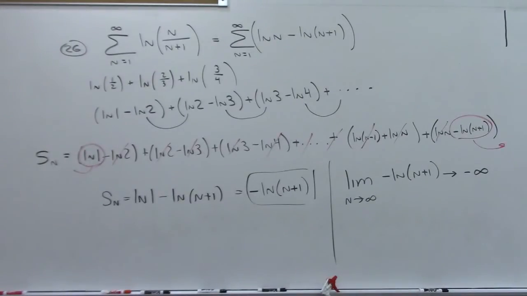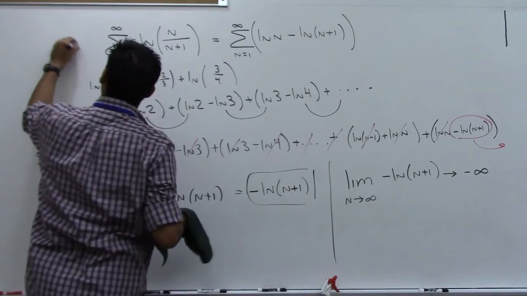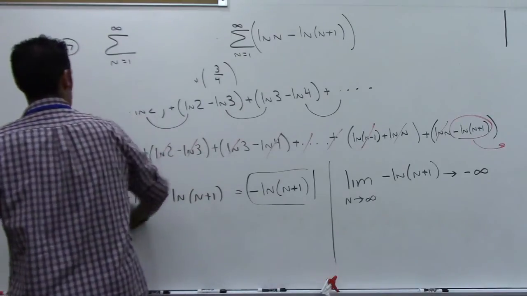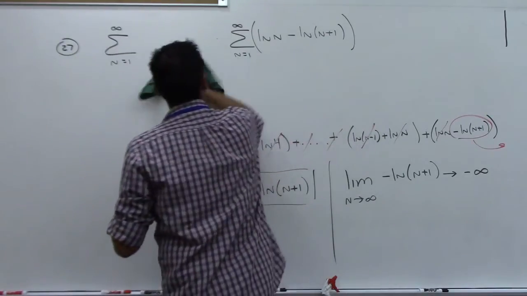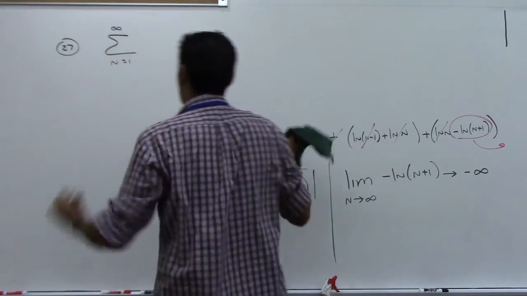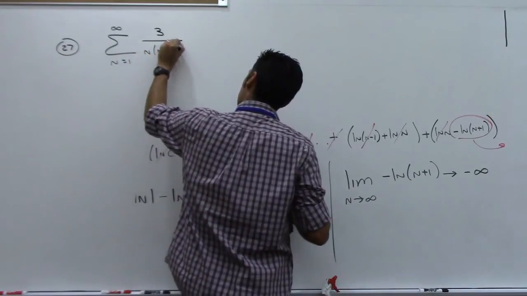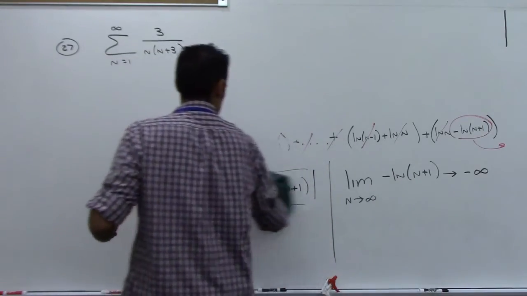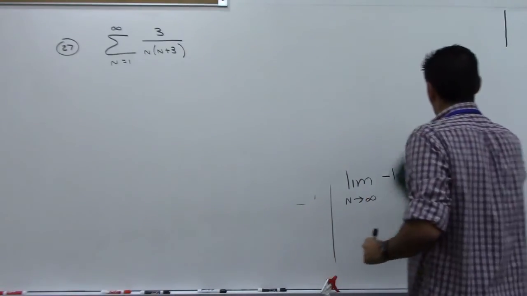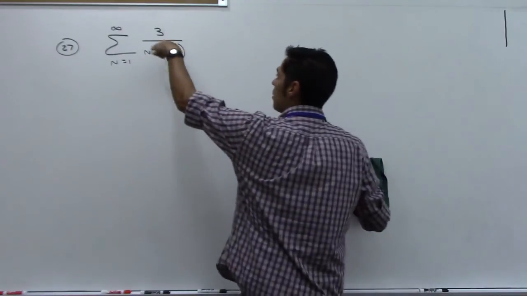All right, number 27. The sum from n equals 1 to infinity of 3 over n times n plus 3. Ooh, this one's going to be nasty. Okay, so I'll save us some time. The nth term test is inconclusive. It's going to fail because when you take the limit of the inside, it goes to 0.